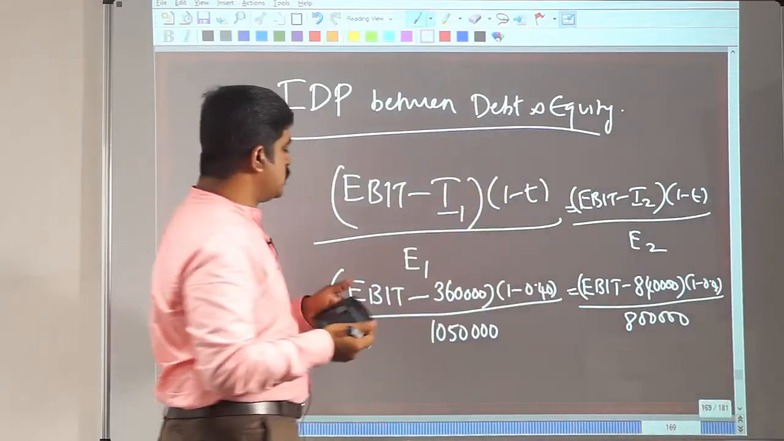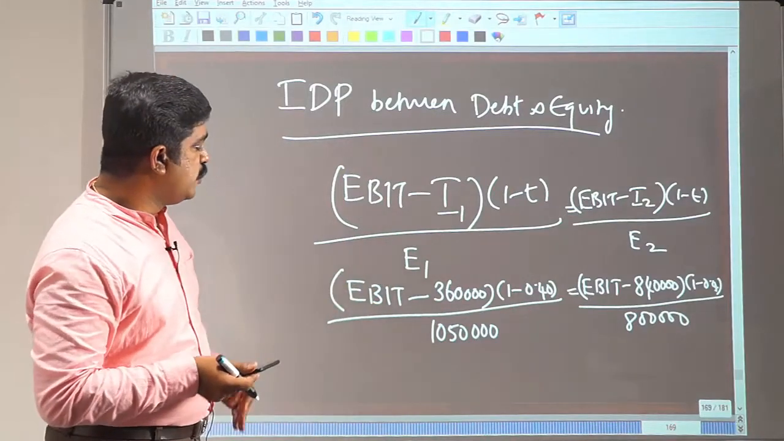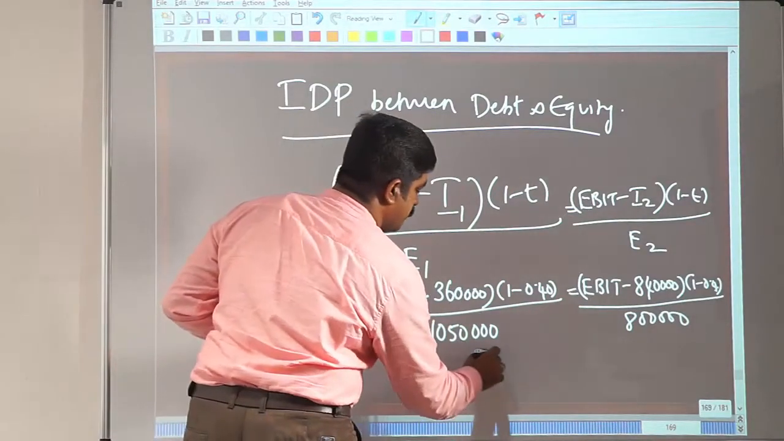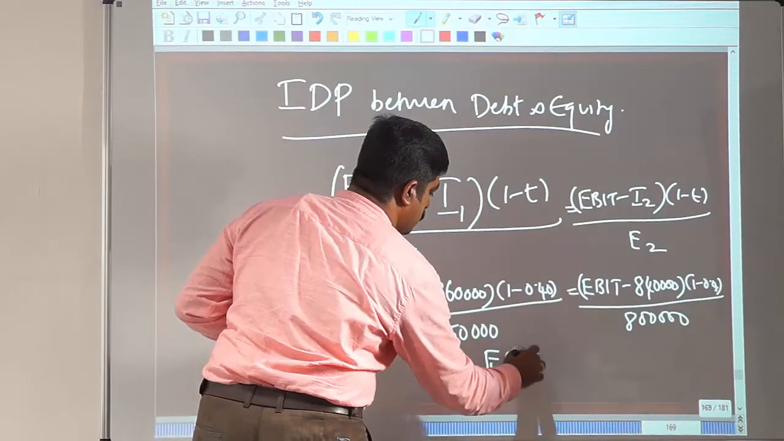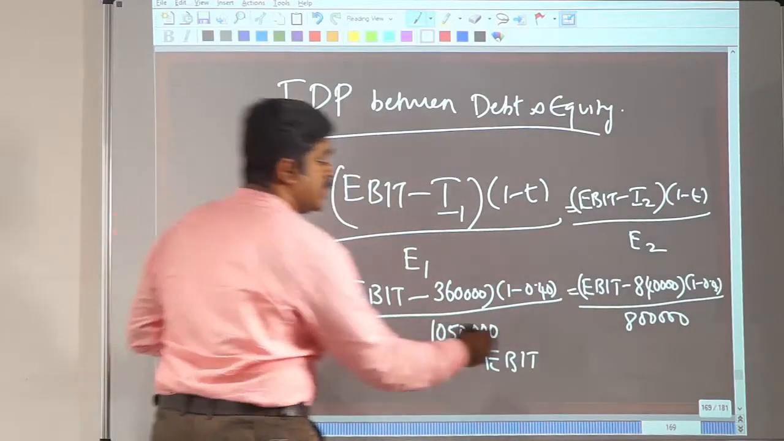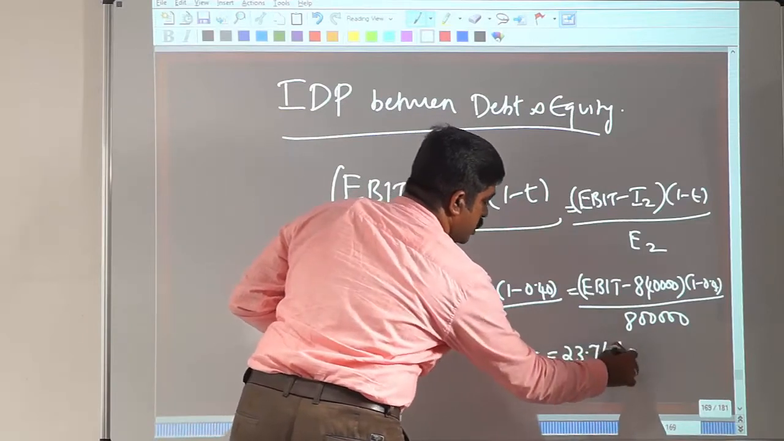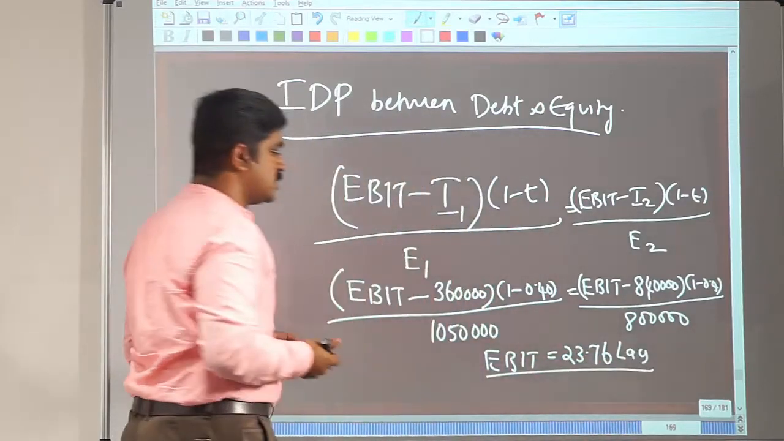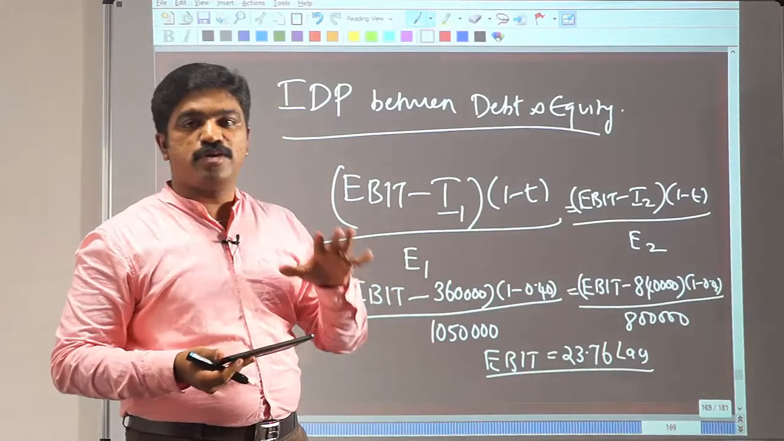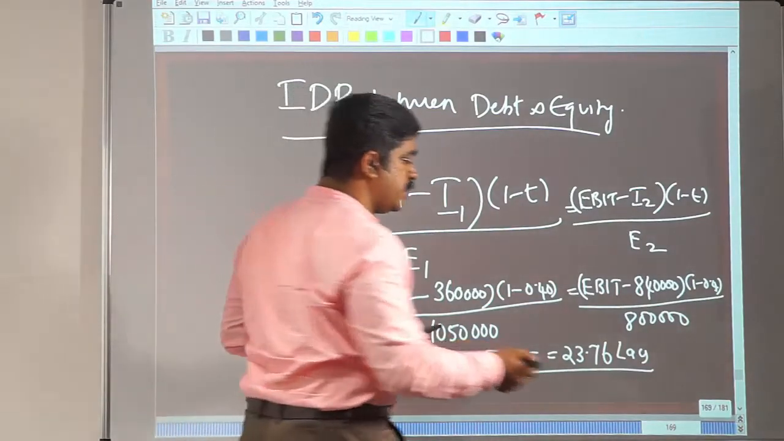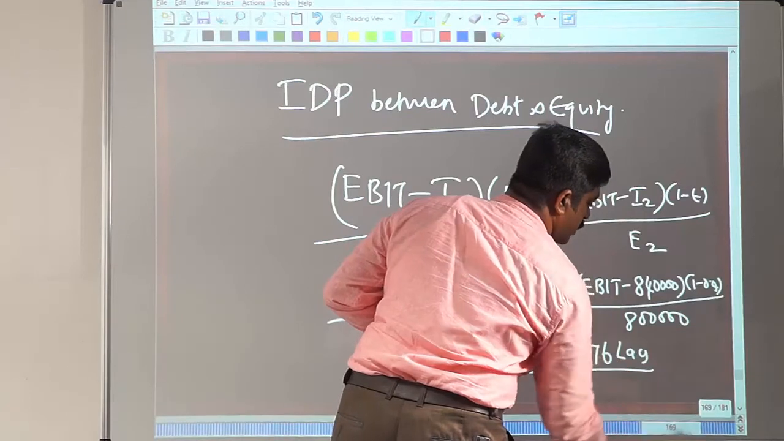So if you continue this mathematics, it will tell you your EBIT is going to be 23,76,000. In the similar way, we can also find the indifference point between the preference and equity.